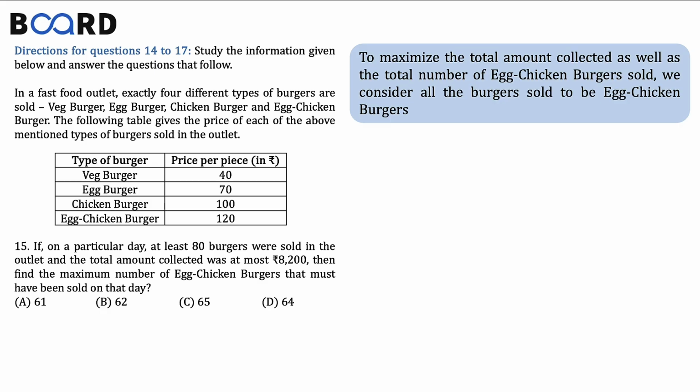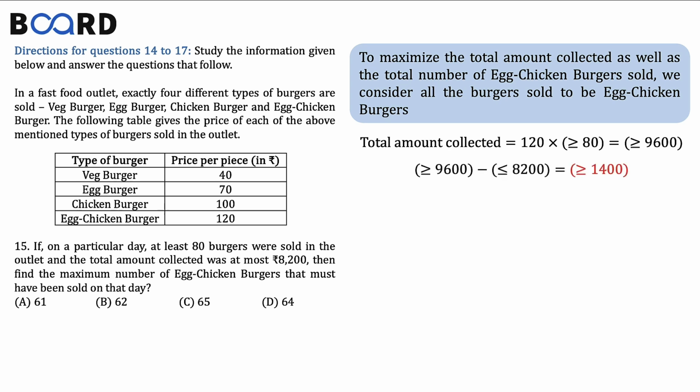If that is the scenario, then the total amount collected would be 120 times, they said at least 80 burgers. So it has to be greater than or equal to 80. So the total amount collected would be greater than or equal to 9600, which means there is a deficit of 1400 here. Now, usually what would we think? That okay, we have a deficit of 1400.